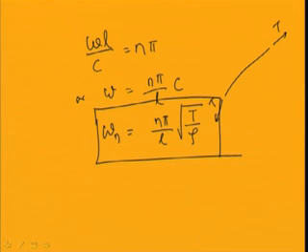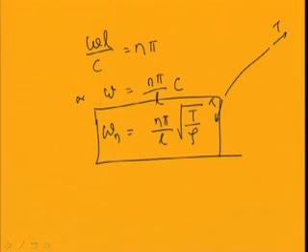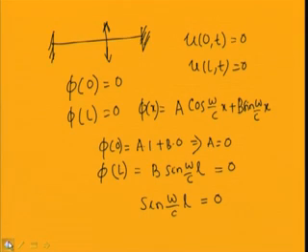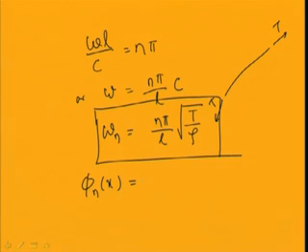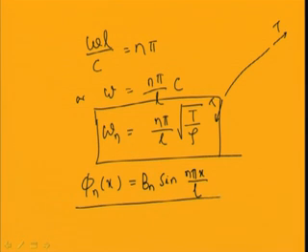So, the mode shape of the nth frequency, phi n of x, can be written as phi x equal to A cos omega by c x plus B sin omega by c x. Already you have seen A equal to 0. So phi x equal to B sin omega by c x. For the nth mode I can write this equal to B n sin n pi x by L. So phi n equal to B n sin n pi x by L.